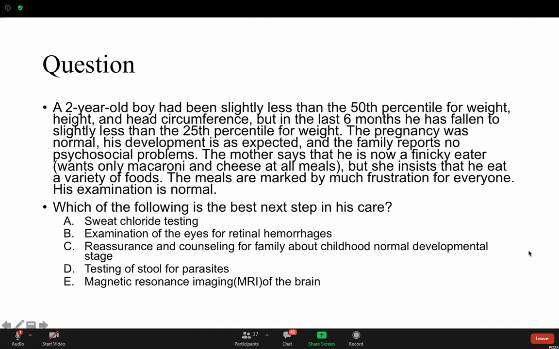Here, a 2-year-old boy had been slightly less than the 50th centile for weight, height, and head circumference. But in the last 6 months, he has fallen to slightly less than the 25th centile for weight. The pregnancy was normal. His development is as expected, and the family reports no psychosocial problems. The mother says that he is now a finicky eater. He wants only macaroni and cheese at all meals, but she insists that he eat a variety of foods. The meals are marked by much frustration for everybody. His examination is normal. Which of the following is the best next step in his care?